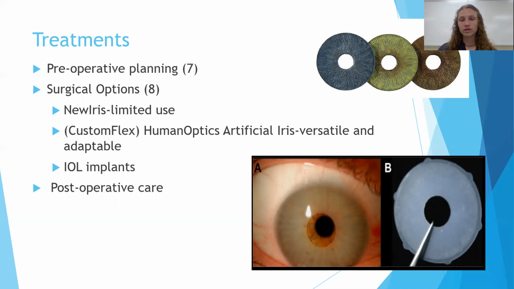The custom flex human optics artificial iris is much more versatile and adaptable because it is a more flexible implant and can use a smaller incision site. This implant can be color matched, which is better for patient outcomes, and it can be attached to multiple sites, including the sclera, the anterior segment, and the posterior segment of the eye.